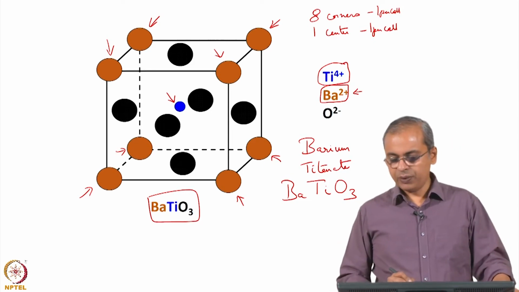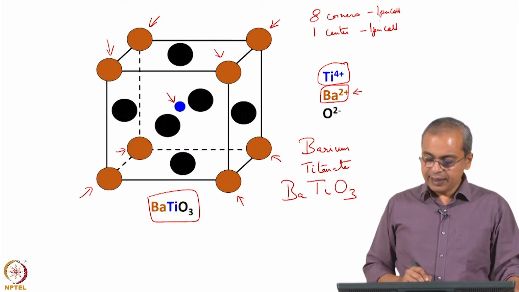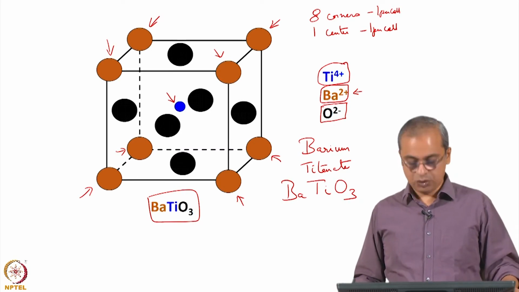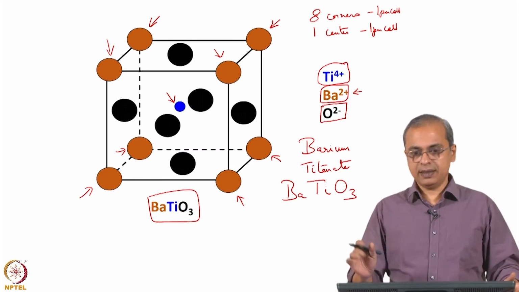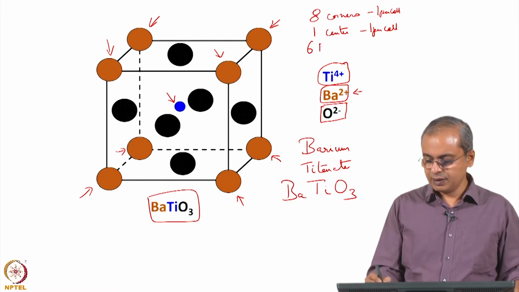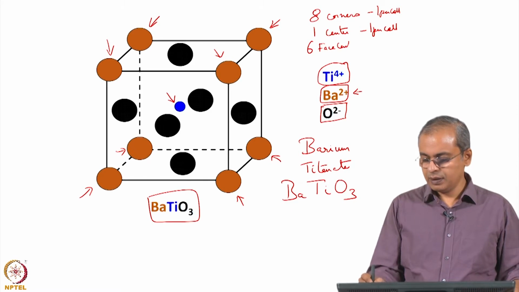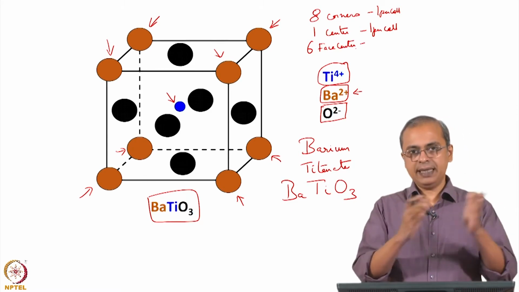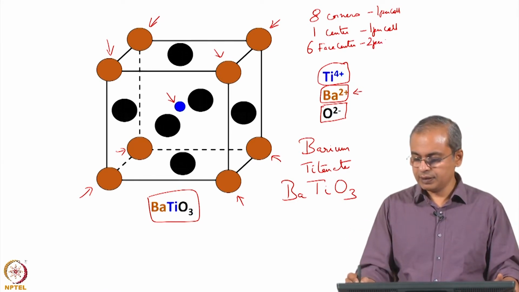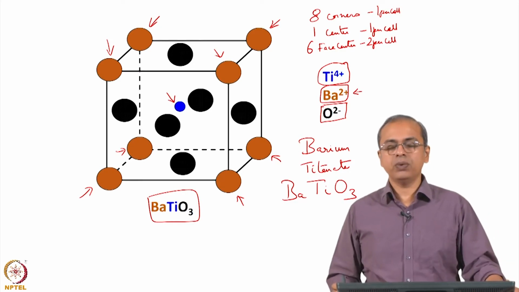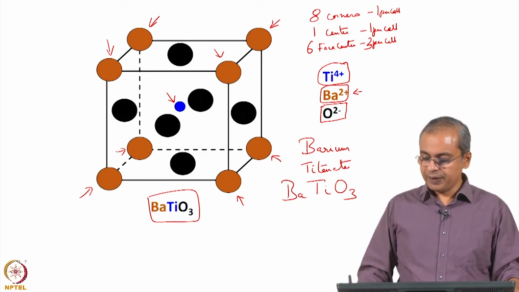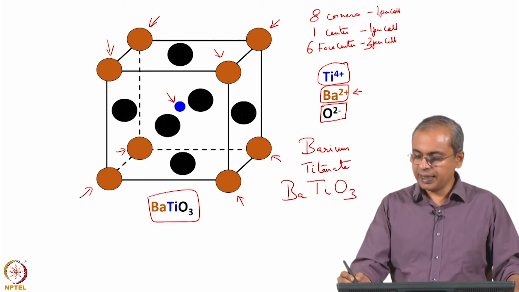So, again you get 1 and 1, and then finally the oxygen, which is in the 2 minus oxidation state, they occupy all the face centered locations. So, you have here 1, 2, 3, 4, 5, 6 face centers, each is shared by 2 adjacent cells, and therefore 6 divided by 2 is 3 per cell. So, this is what you get, and that is how you get barium titanate.